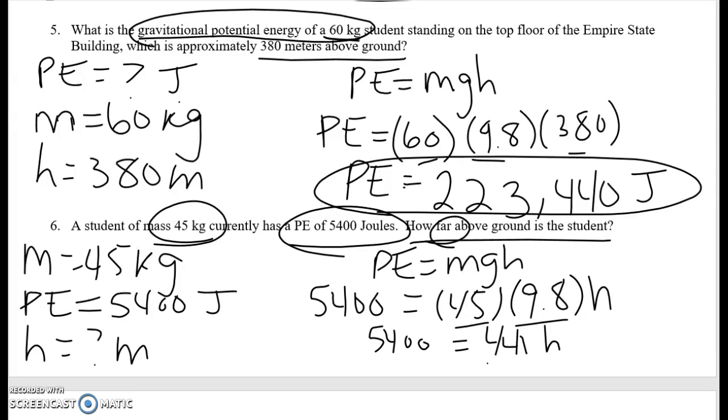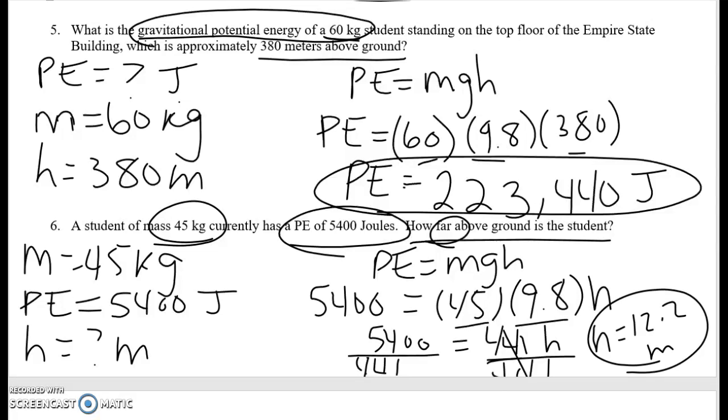So the 441 is being multiplied by H, so I can divide both sides by 441. Okay, those will cancel. And I'm left with H is equal to 5,400 divided by 441 is 12.2 meters is the height. So if I'm given mass and potential energy, I'm going to use these steps to solve for height. I want to do one more with you.